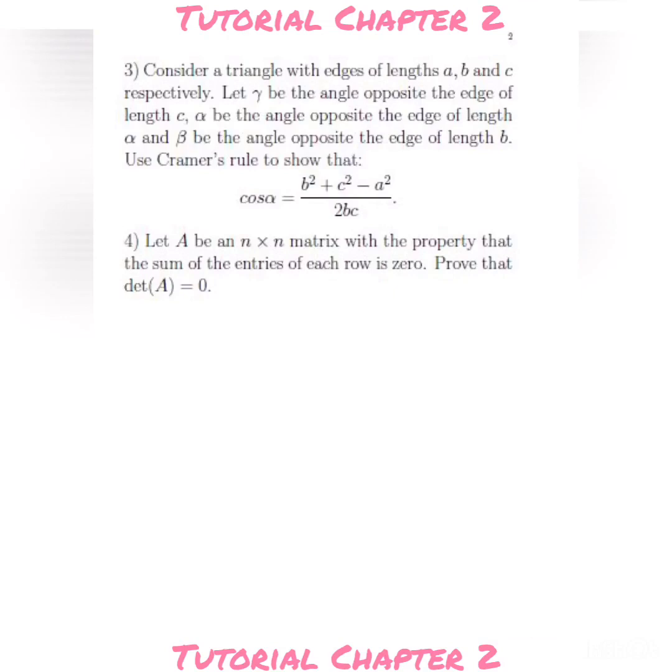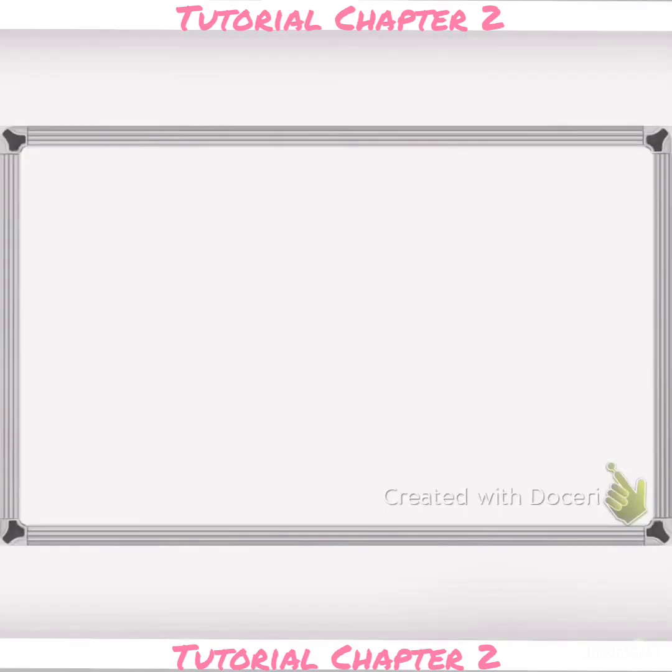Okay, now let's look at problem 3. You're given a triangle that's constructed in that particular way with edges of length A, B, and C and angles gamma, beta, and alpha. Use Cramer's rule to find an expression for cos alpha. So you have the triangle, and you have the angles alpha, gamma, beta. You've got the edge with length B, the edge with length A, and the edge with length C.